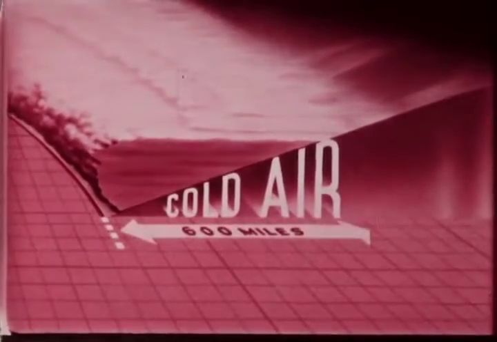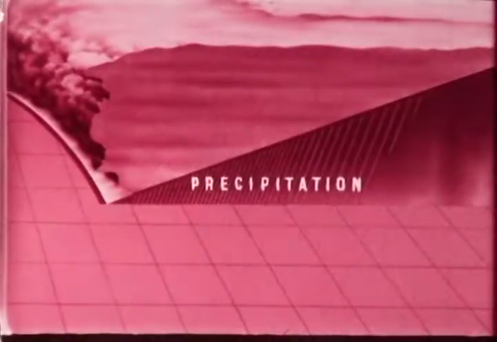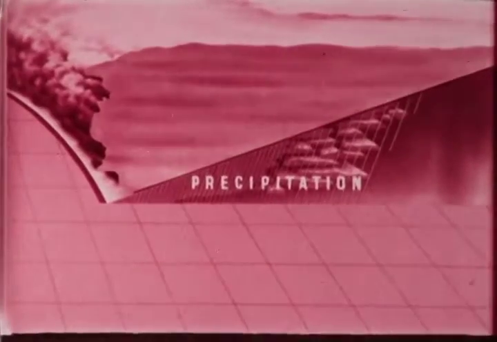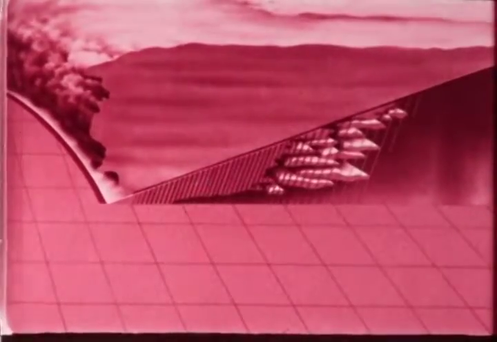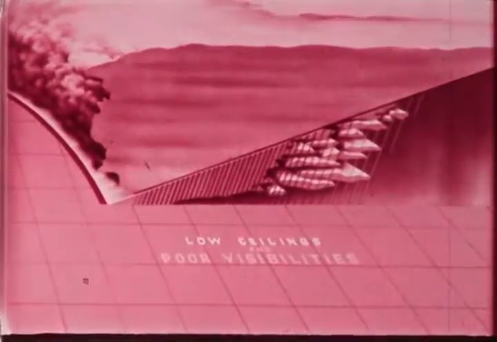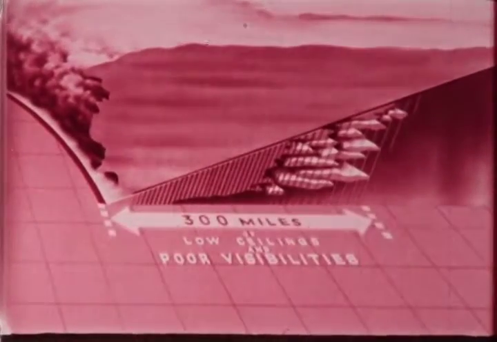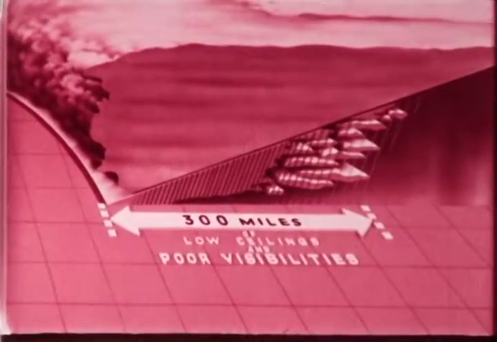They will spread out over the mass of cold air and may extend for a distance of 600 miles or more in advance of the front. Precipitation falling from these clouds causes lower clouds to form in the cold air underneath. The low clouds cause low ceilings, and the precipitation restricts the visibility. These conditions may cover an area 300 miles or more in width.